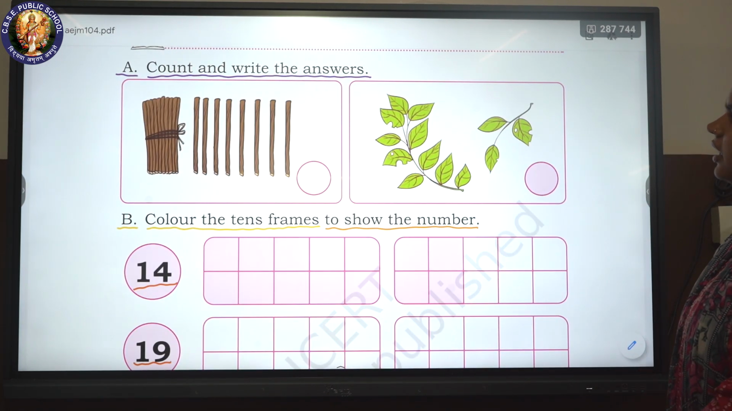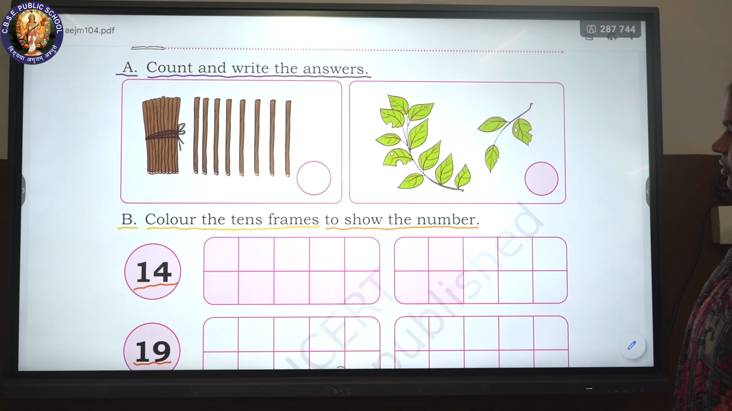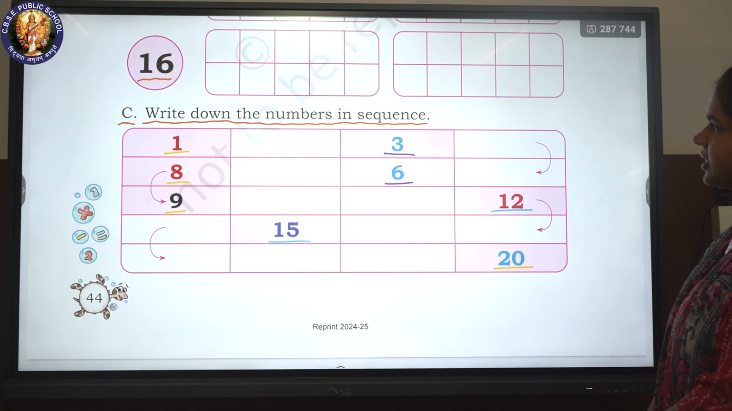A. Count and write the answers. B. Color the 10 frames to show the numbers. 14, 19, 16.